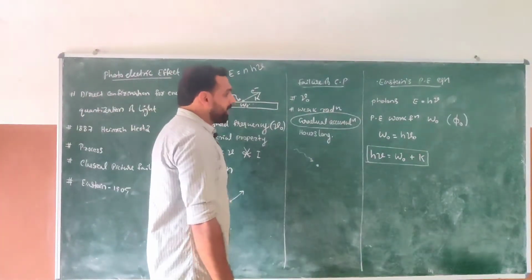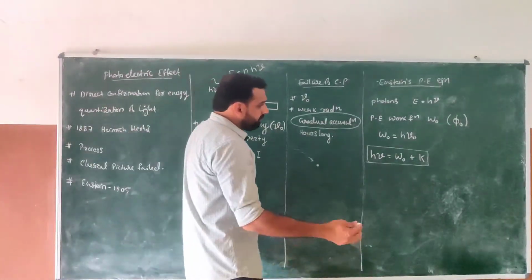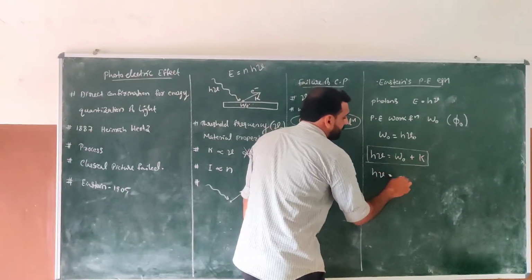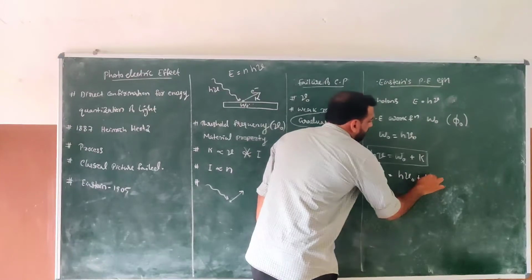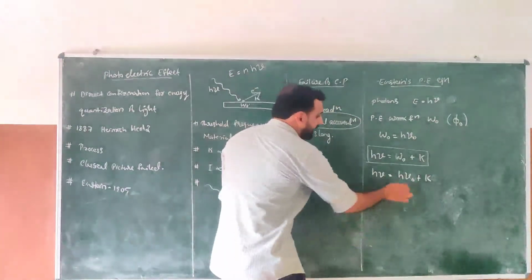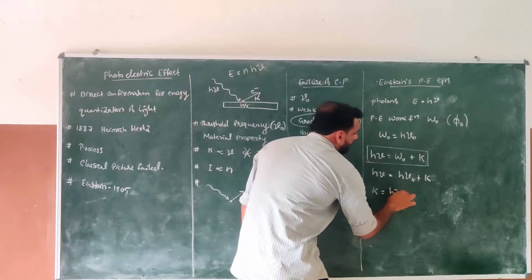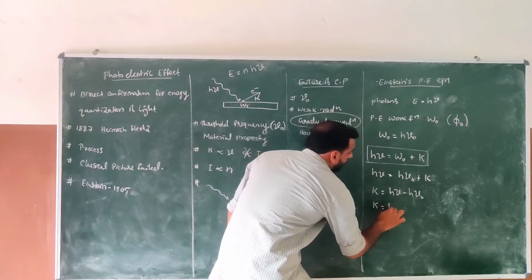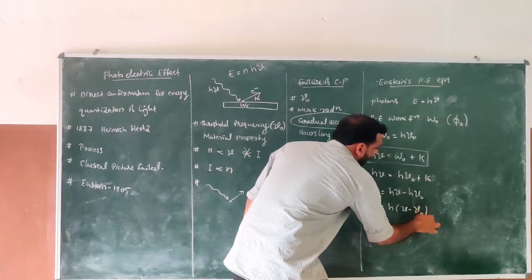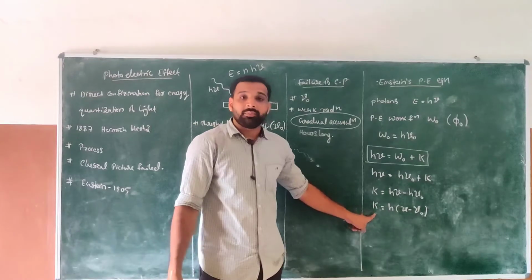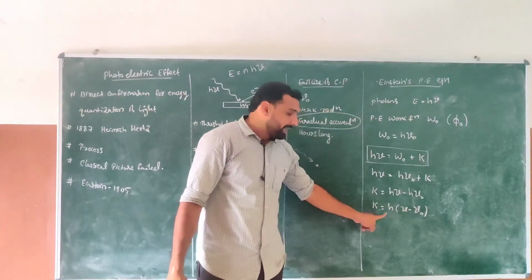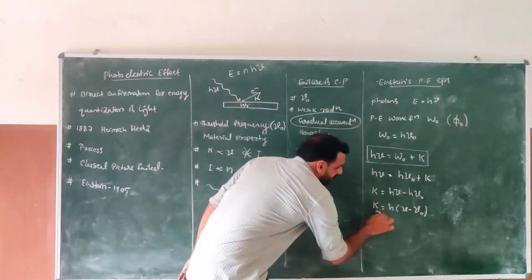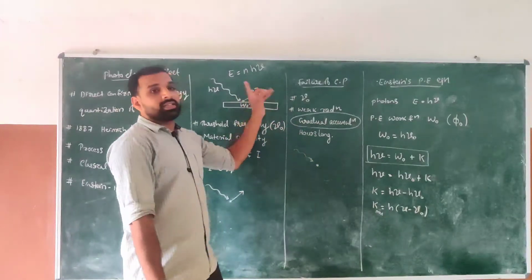So from this we can write h nu is equal to h nu 0 plus K, where W0 is h nu 0. So what will be the kinetic energy? K will be equal to h nu minus h nu 0, so K is equal to h into (nu minus nu 0). This is an expression for the maximum kinetic energy acquired by the ejected electron.